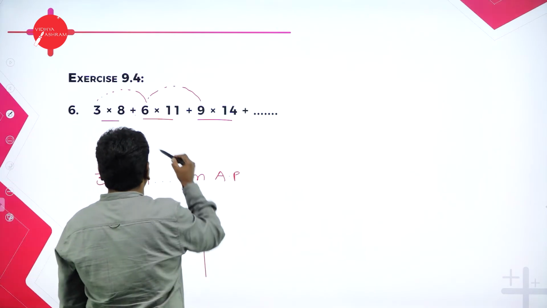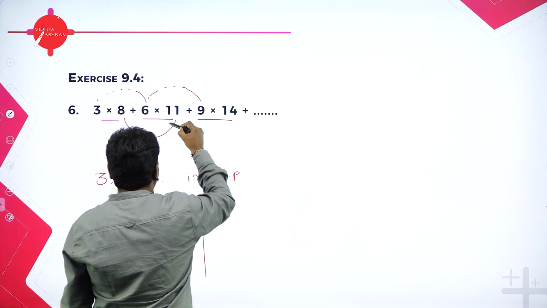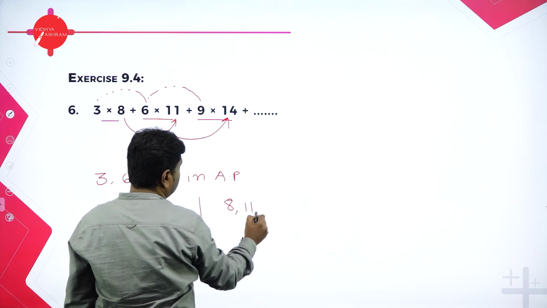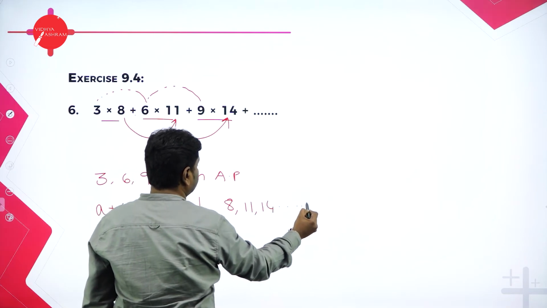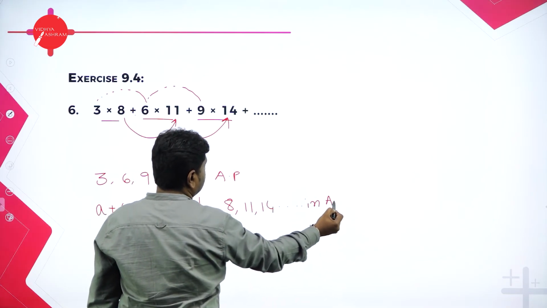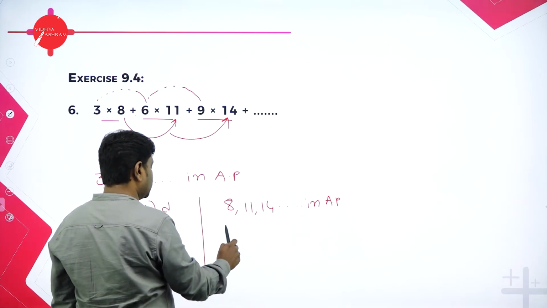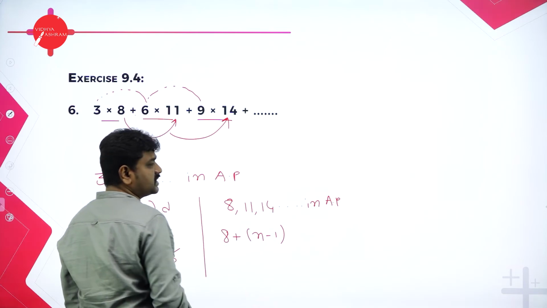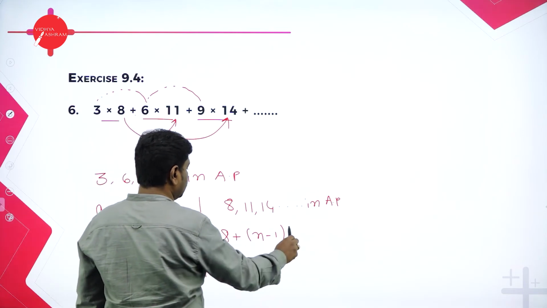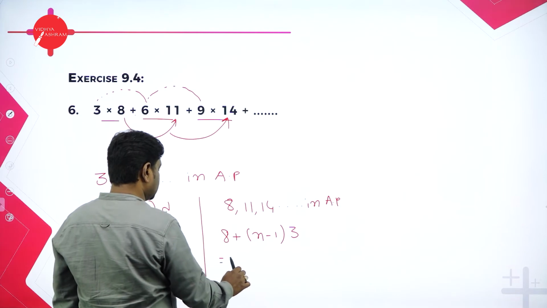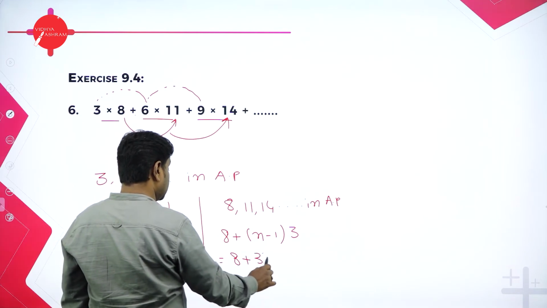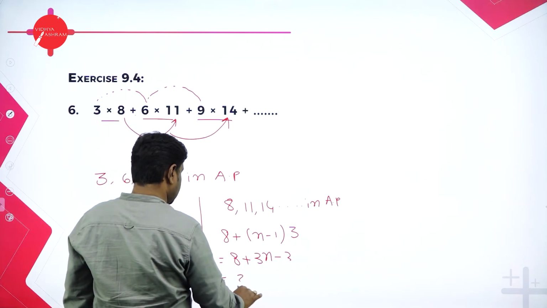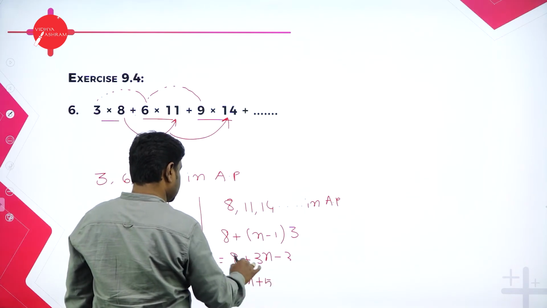Similarly, you have the other set: 8, 11, 14. They are also in arithmetic progression. If the terms are in AP, all of you know the general term: a plus n minus 1 into the difference, that is 8 plus n minus 1 into 11 minus 8. 11 minus 8 gives you 3. So the general term is 8 plus 3n minus 3, that is 3n plus 5, since 8 minus 3 is 5.